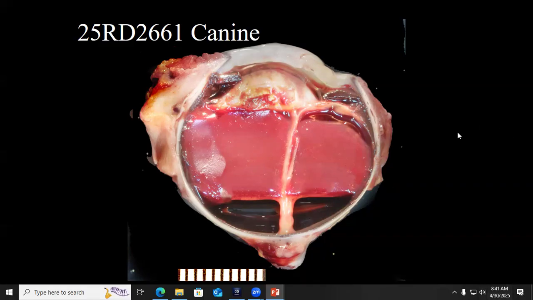So grossly, we said that the globe was ophthalmic. We got the cornea up top. Here is our lens, which is looking a little bit more red and yellow than it should. So we think that there's maybe some intraocular hemorrhage occurring in this lens, which is important for this case. Our retina is detached here, still connected to our optic nerve head here. And we have a lot of hemorrhage in this subretinal space.